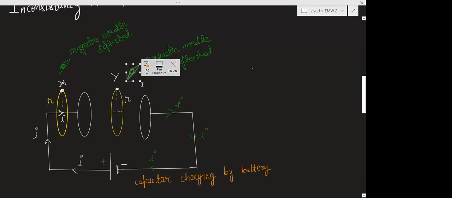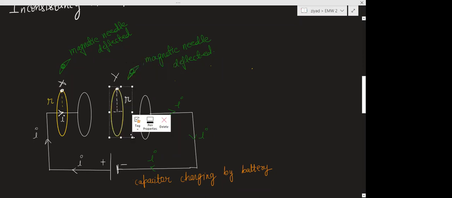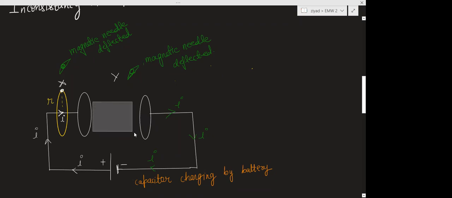So why is this an inconsistency? If you place a compass needle here, why is there a magnetic field here? Here, if you see, there is complete vacuum. Suppose I remove this; these are the plates of the capacitor. Is there any current in this region? No current. Then how can we say that there is a magnetic field? A magnetic field is produced by current.